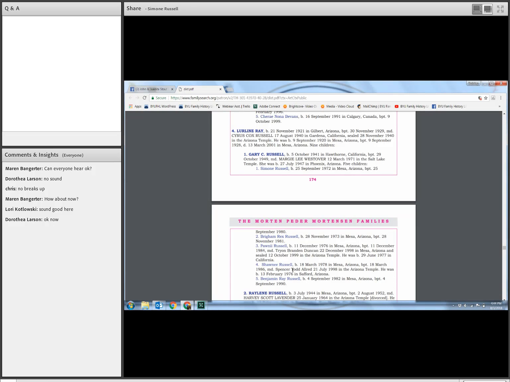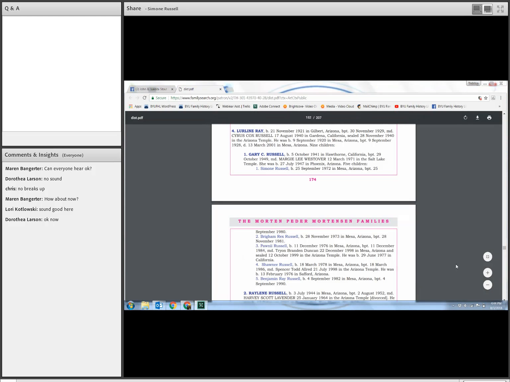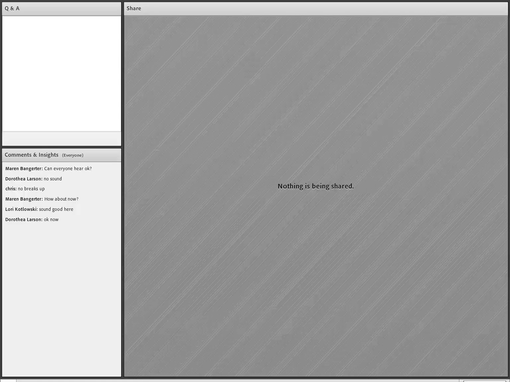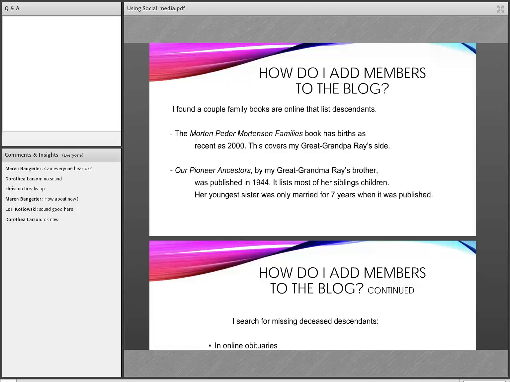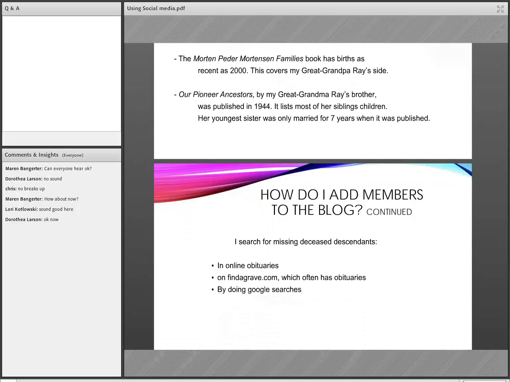And then once I'm able to look at her friends, I could look for Ben Russell, Shawnee Allred, because Shawnee married Spencer Todd Allred. And then I could look for Brigham. I could start with Brigham because that's also not a very common name. So that's how I found people to join the Facebook page. So that's how I found and added members to my blog.